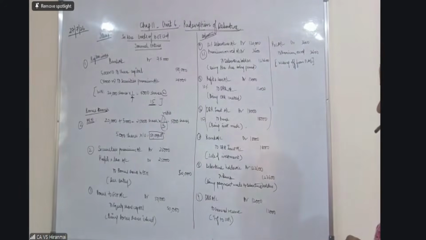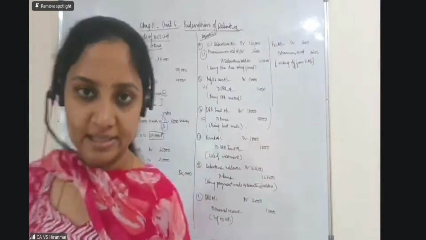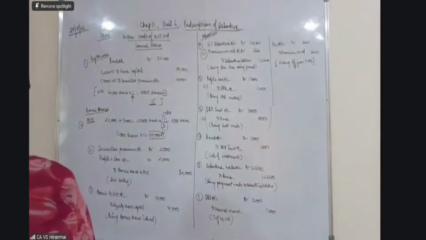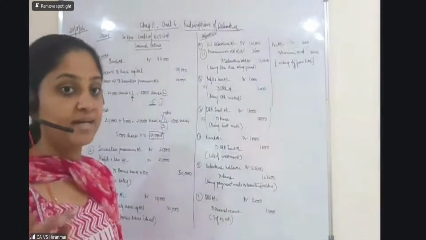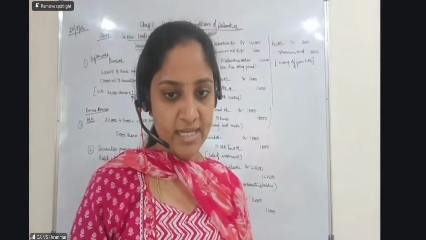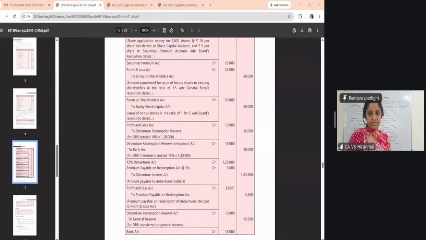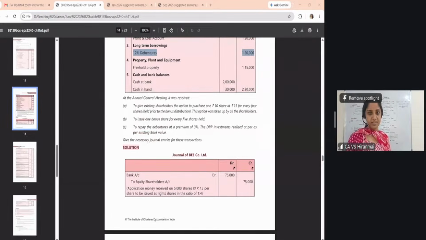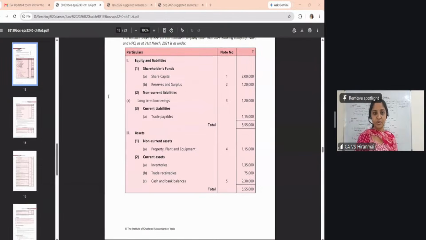That's all. So totally 10 entries we have passed, working notes we have done and passed it like this. This will be a full question. It can come for 10 marks, and then preparing an extract of balance sheet. Now let us see, in this question there is no balance sheet that's been asked, I guess. Yes. And these are the entries that have been passed.